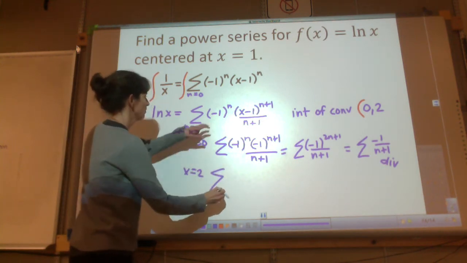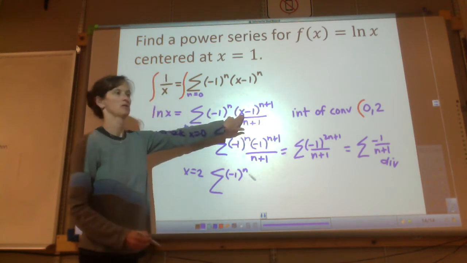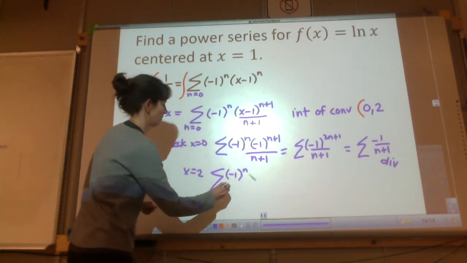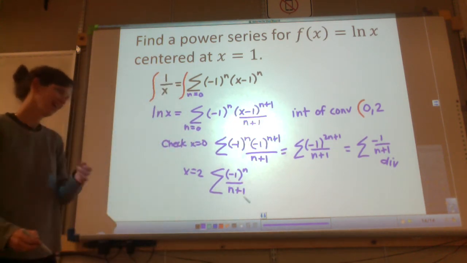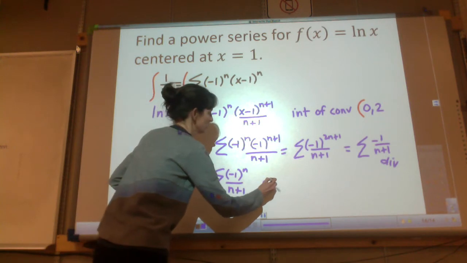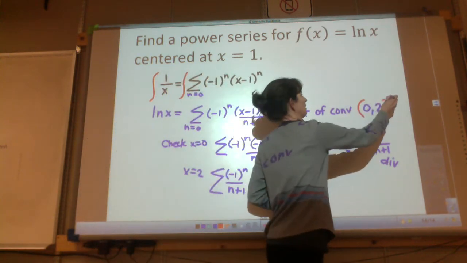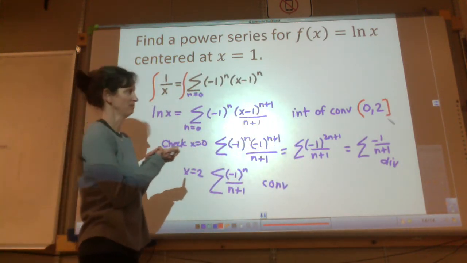Okay. Next, let's check x equals 2. When x is 2, we have negative 1 to the n, and 2 minus 1 is 1, to the n plus 1, so 1. Let's not even write it down. There's the alternating one. That one converges. It converges conditionally, but we don't care about that. We just care that it converges. Done.